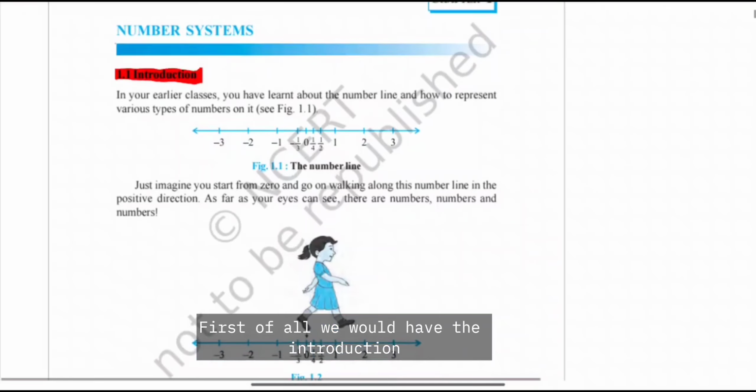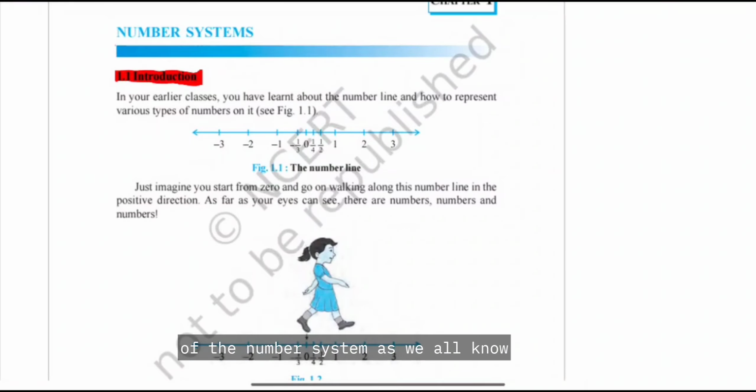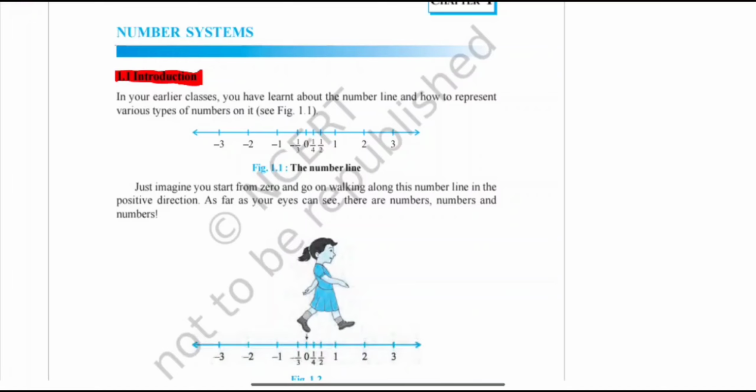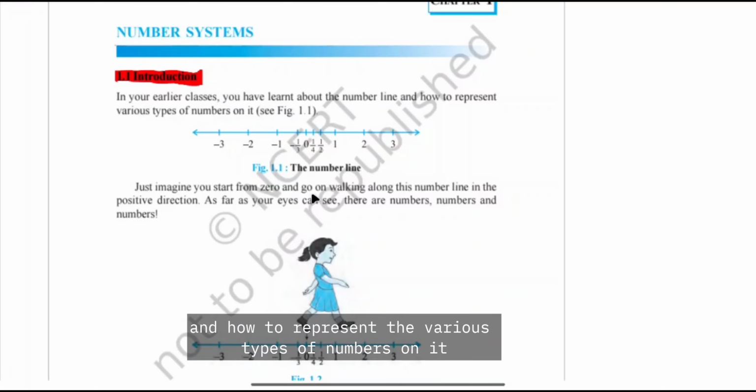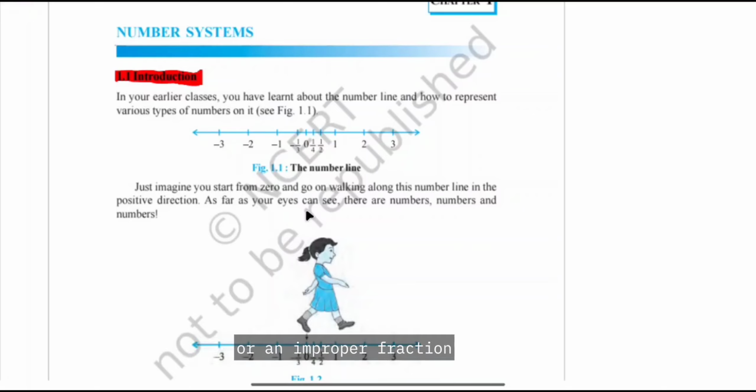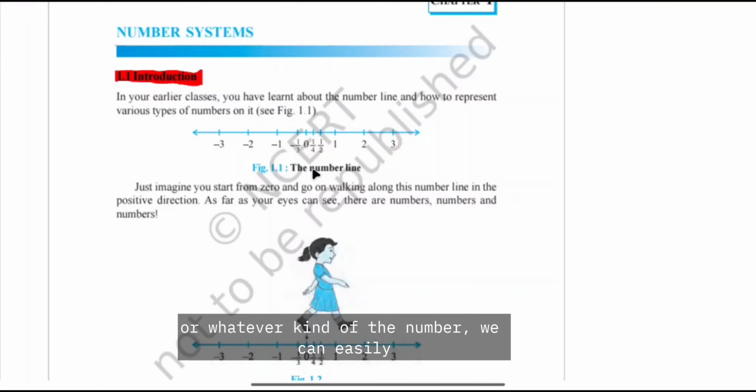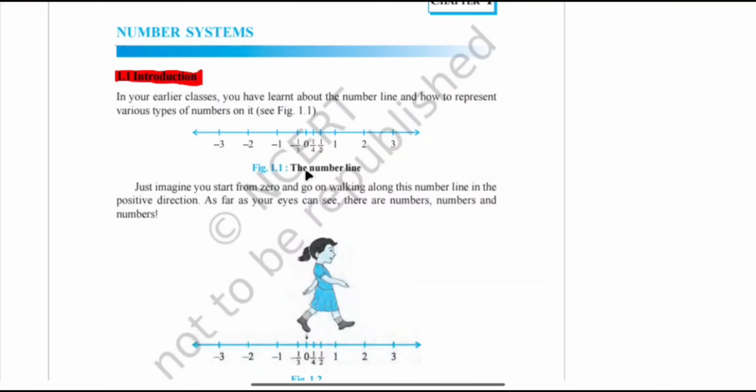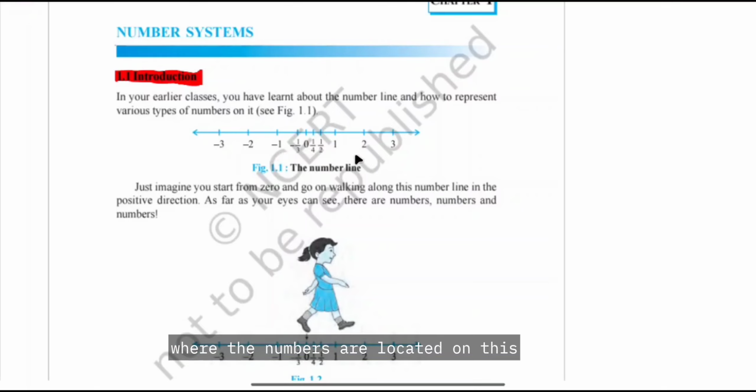First of all, we would have the introduction of the number system. As we all know, in the earlier classes we have learnt about number lines and how to represent various types of numbers on it, be it a proper fraction or an improper fraction. Whatever kind of number, we can easily represent that number on the number line. Basically, a number line is a normal line where the numbers are located.